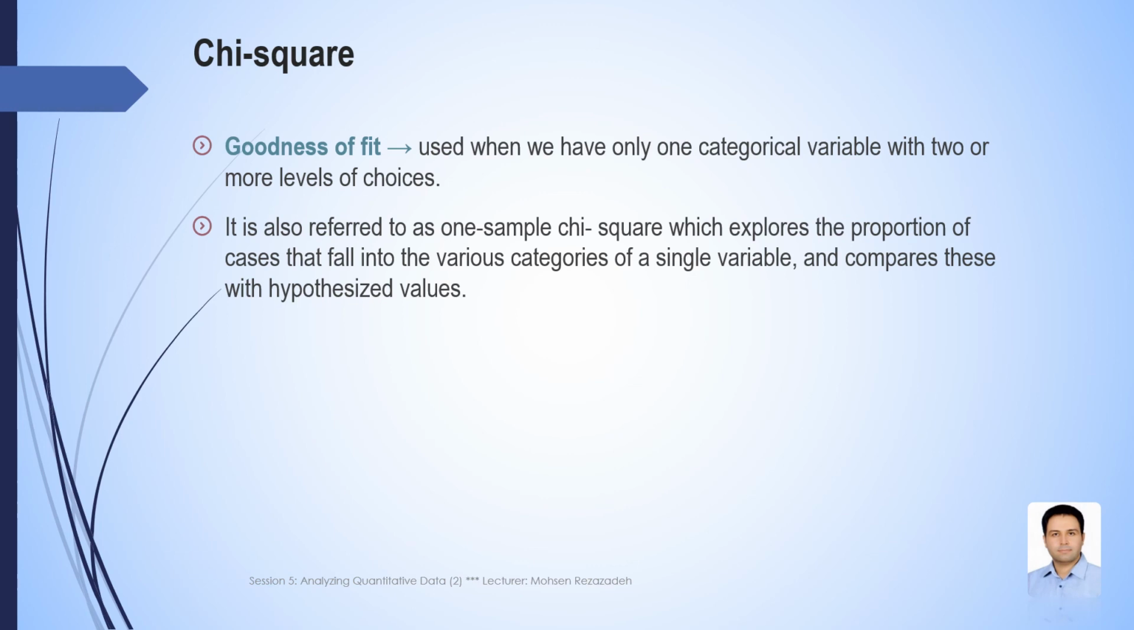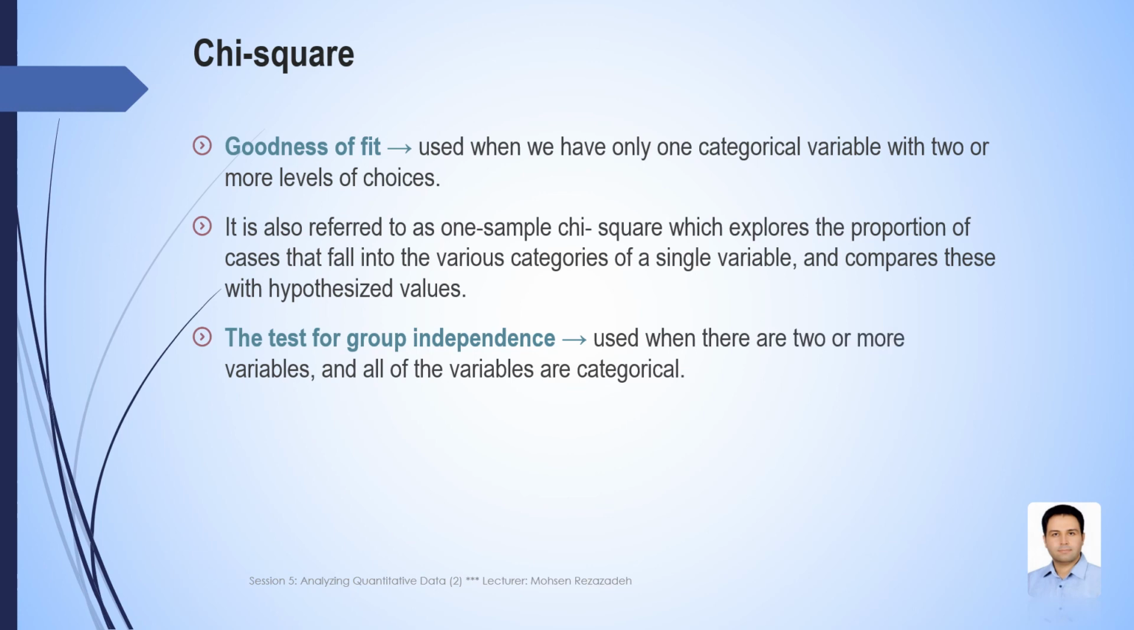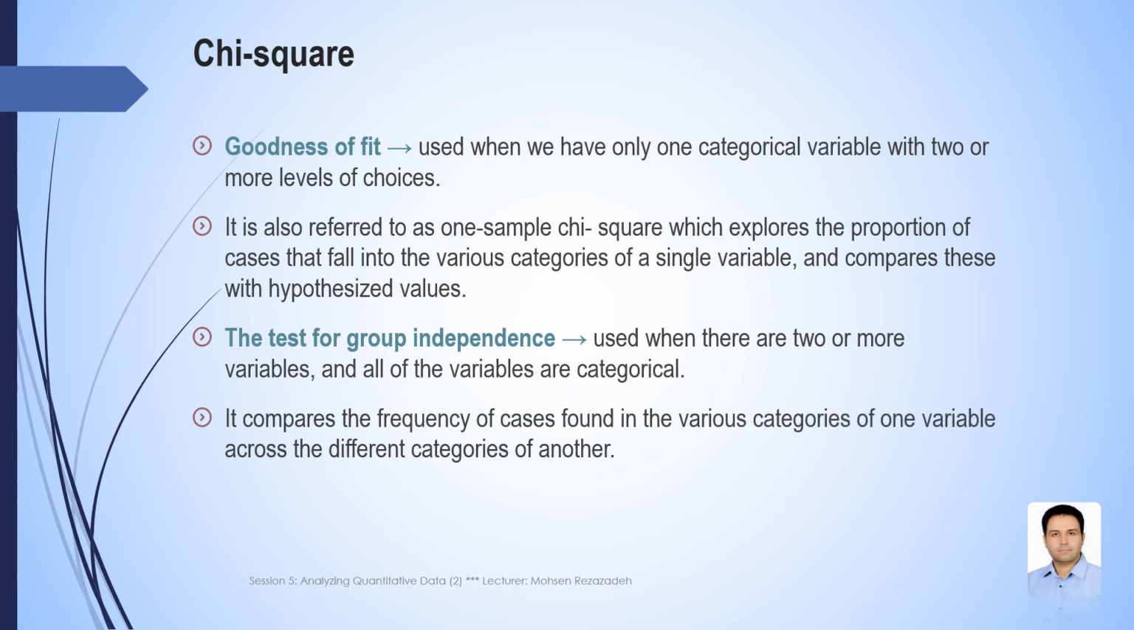The other use of chi-square test is the test for group independence. It is used when there are two or more variables and all of the variables are categorical. See the difference? In goodness of fit, we only have one categorical variable, but here we have more than one categorical variable. For example, one variable can be gender and the other variable can be being a smoker or a non-smoker. So smoking can be one categorical variable and the other categorical variable can be gender.